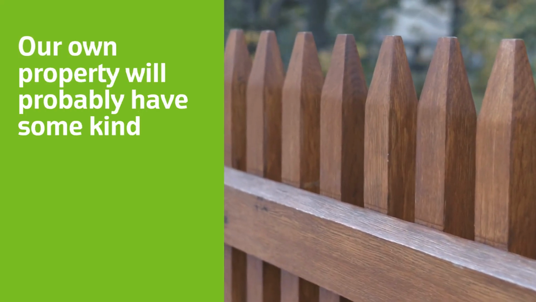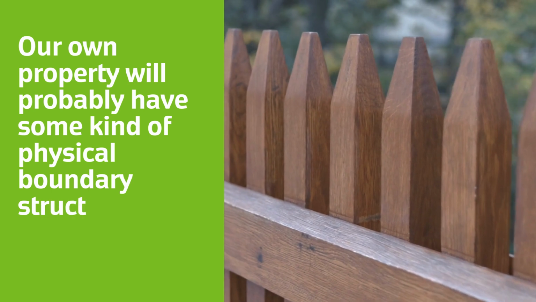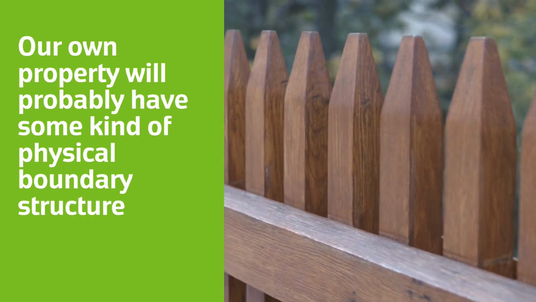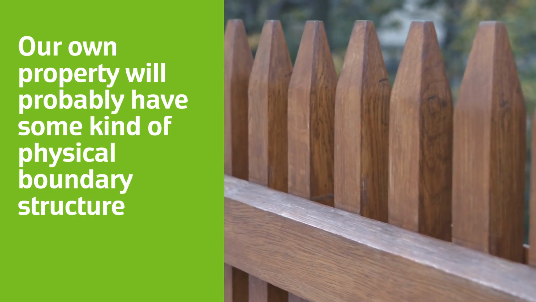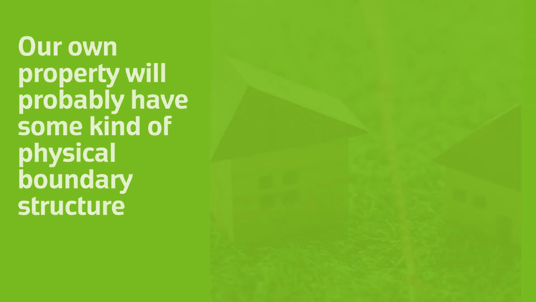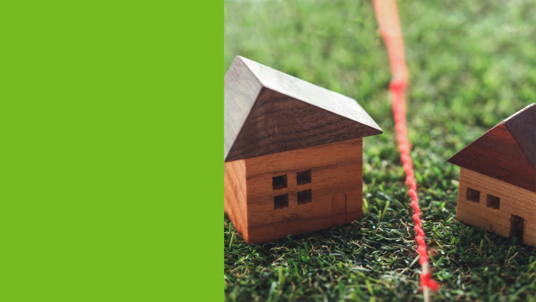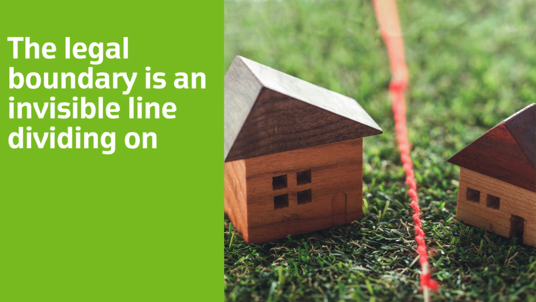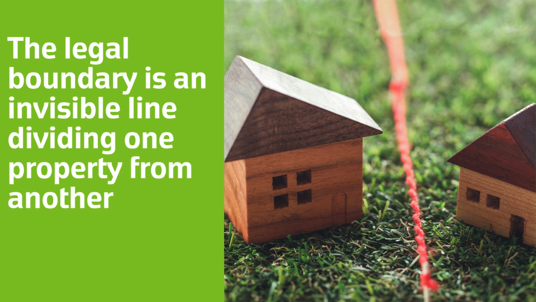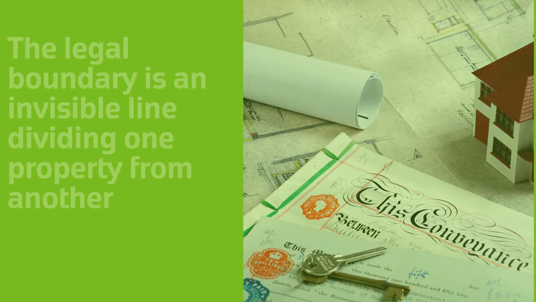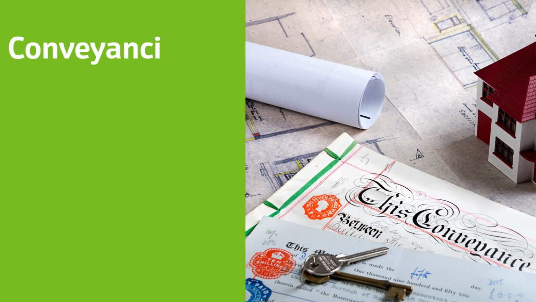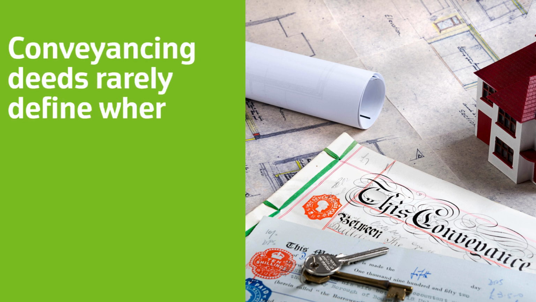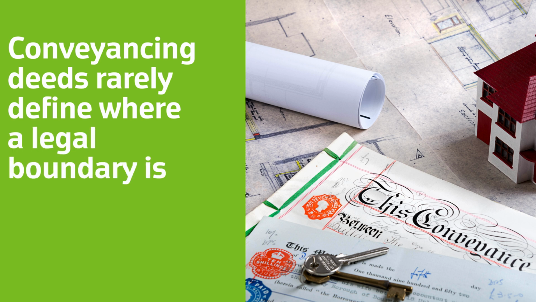But this isn't necessarily the same as the legal boundary, which is an invisible line dividing one person's property from another, and which may or may not coincide with a physical boundary feature. Unfortunately, conveyancing deeds rarely define where a legal boundary is, even if there are plans attached to them. Sometimes these plans are based on historic detail, and often they are provided for identification purposes only.